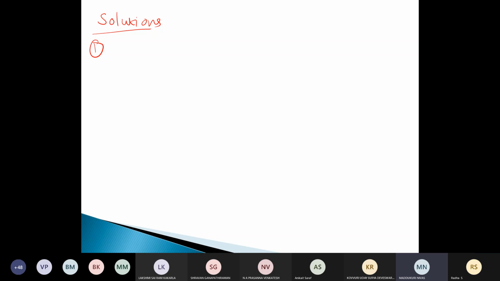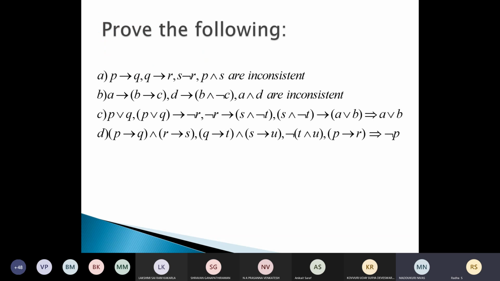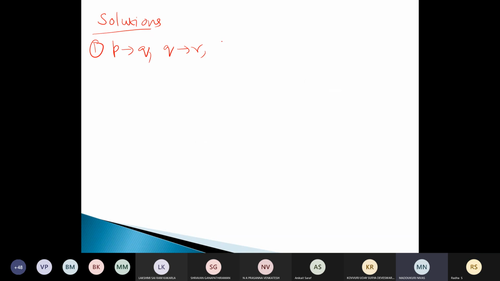Question number 1. P tends to Q. Q tends to R. Okay, what is the previous question? S tends to not R, I think. It should be S tends to not R. Okay. S tends to not R, comma, P and S.